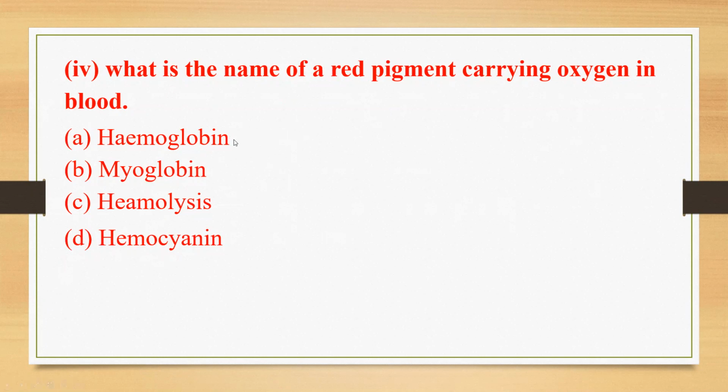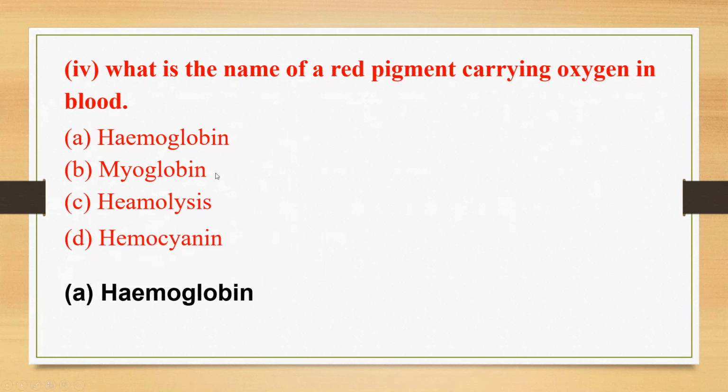Due to that, the blood is red in color. And what is the use of that hemoglobin, which is used to carry the oxygen throughout our body? Okay, the answer is hemoglobin. Option A is the correct answer.